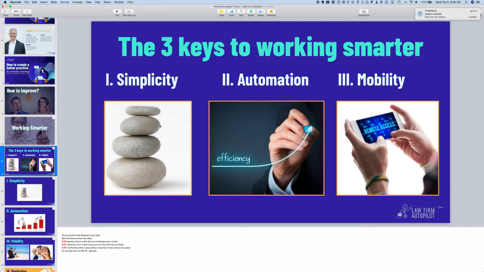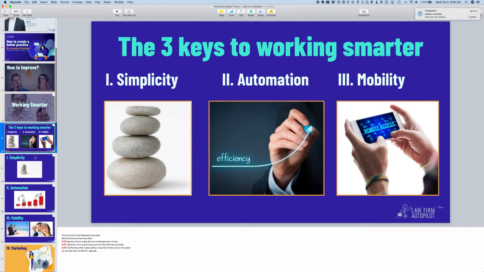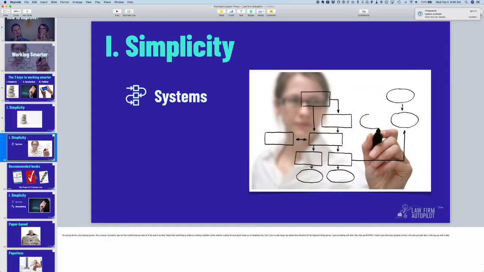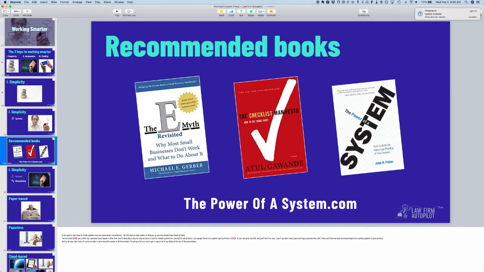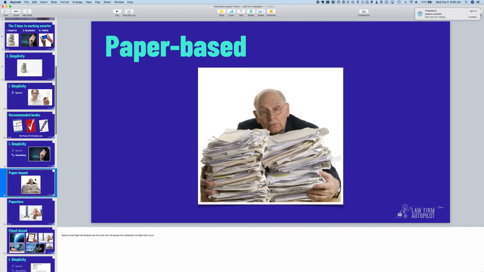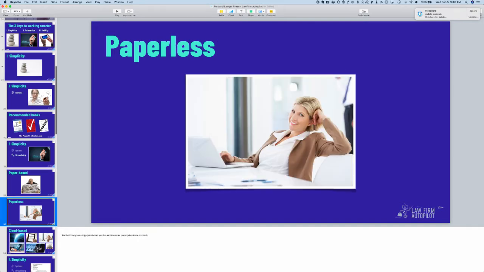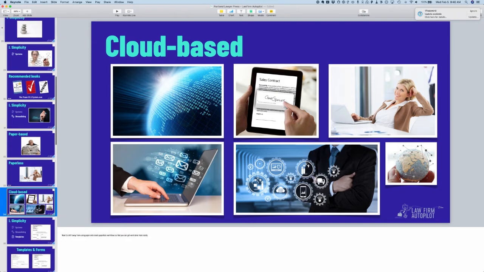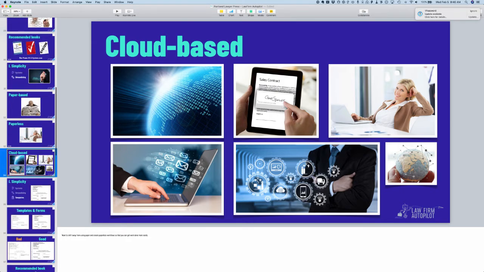And then I go through and I explain, what does that mean? Simplicity. So what is simplicity? Well, simplicity is having systems. I'll talk about the books that people can read about that. Simplicity is streamlining your practice so that it's more efficient, which means getting away from using paper and being paperless. It means using cloud-based tools, because that's going to set you up to be mobile. And of course, if you can access your now paperless information from anywhere, that'll let you get more done more easily. And streamlining and automating digital information is easier than streamlining and automating paper.